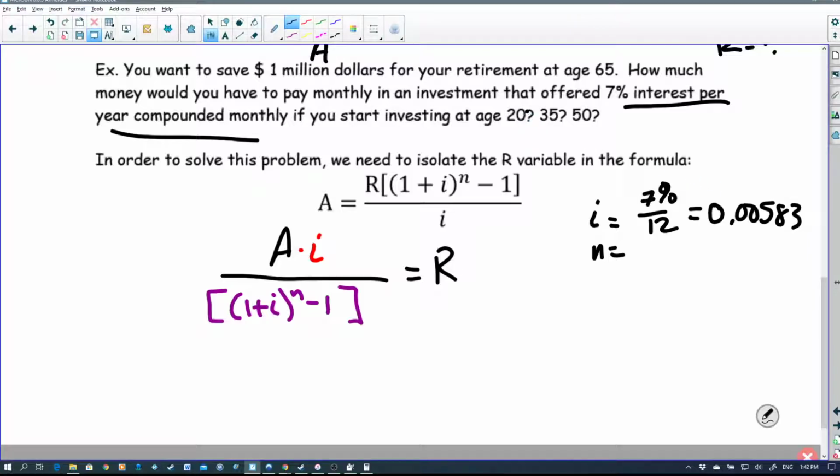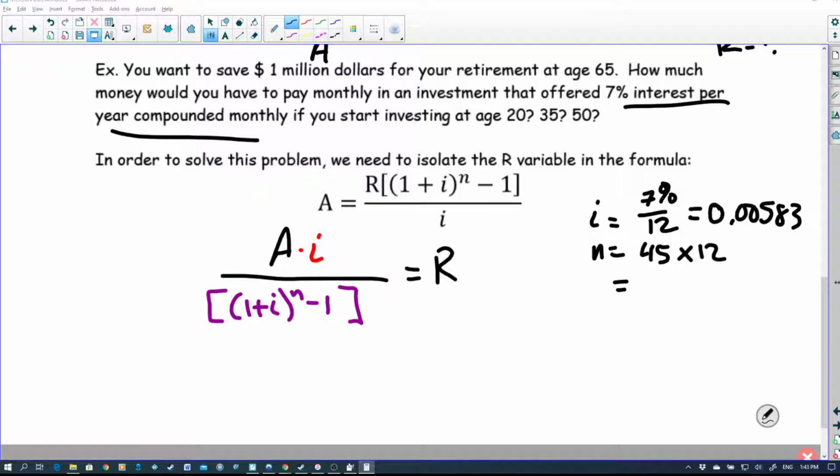Now if we're starting at age 20, be very careful with these kinds of questions, folks. It is very easy to want to say that 20 years have gone by, but we're comparing it to 65. So how many years have gone by from 20 to 65? That's 45 years, right? So we're doing 45 years times 12. And that gives 540. 540 payments of interest over a 45-year period.